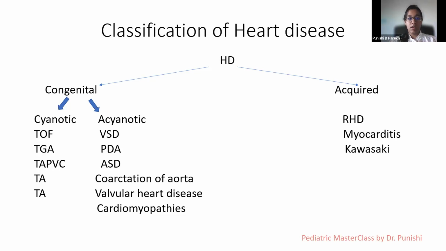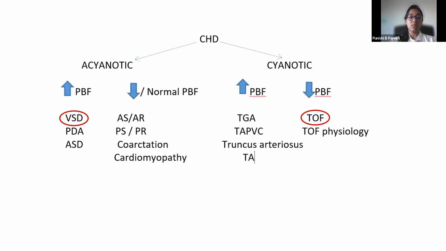Now moving ahead. So now we know that the congenital CHDs can be divided into cyanotic and acyanotic. Now, I'm pretty sure all of you have heard this term very often: it's a heart disease with increased pulmonary blood flow, or this is a heart disease with decreased pulmonary blood flow.